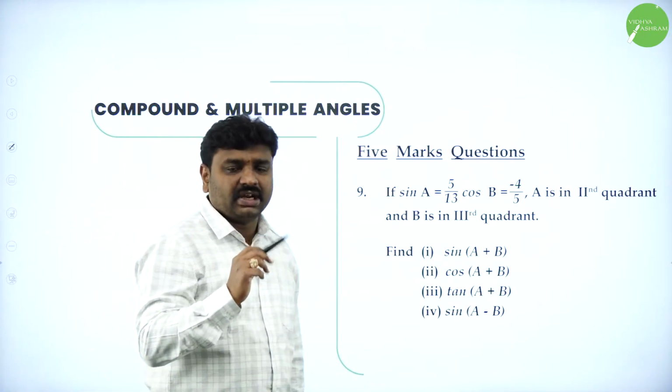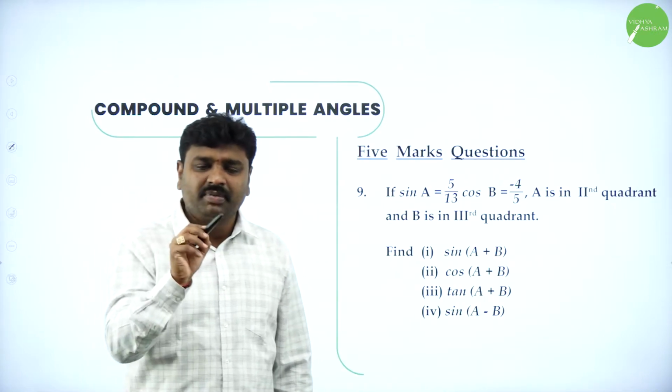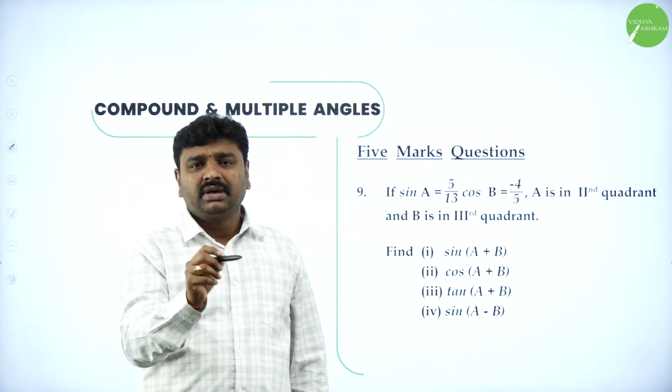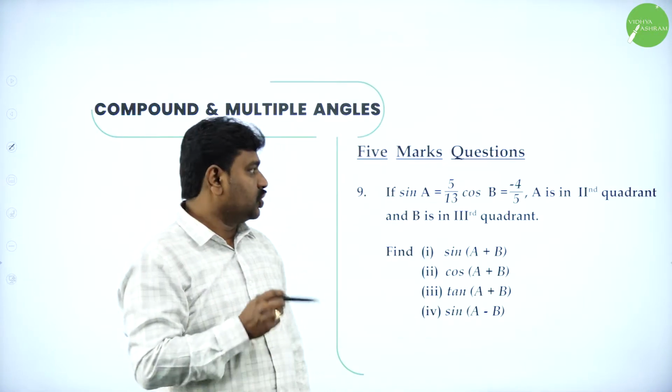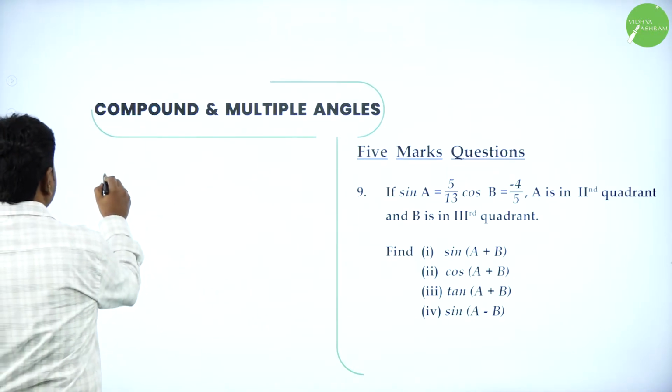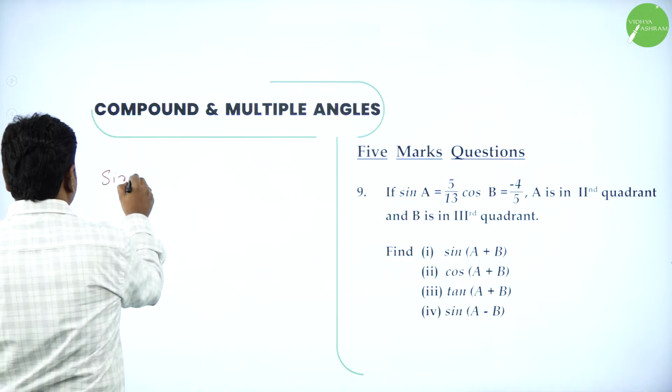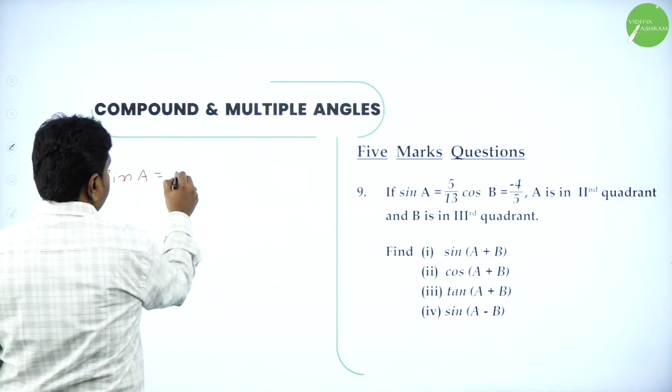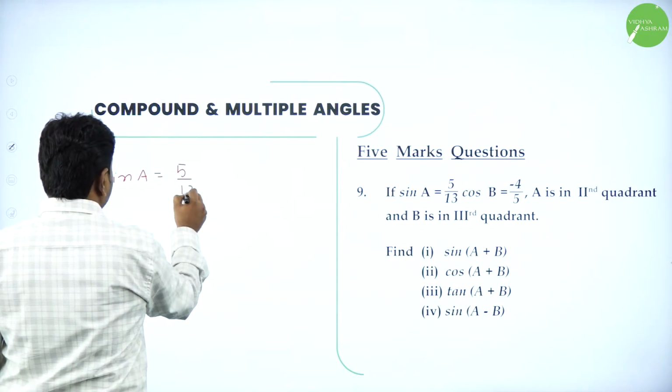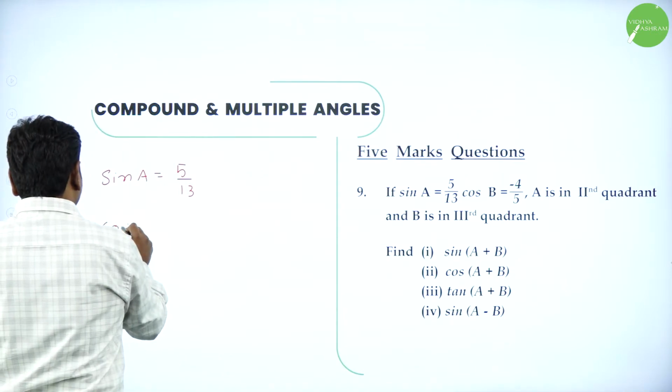Dear students, the first part is sin of A plus B. If you want sine of a plus b, you know the formula. Sine of a plus b is sin a cos b plus cos a sin b. So you need to find sin a, which is given. Sin a is 5 by 13. So you should also find cos a.